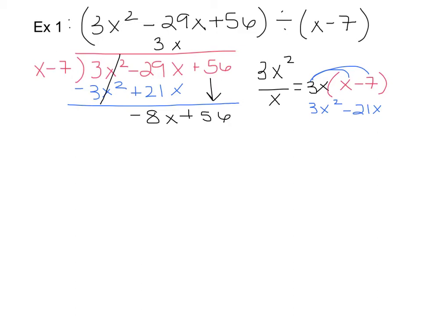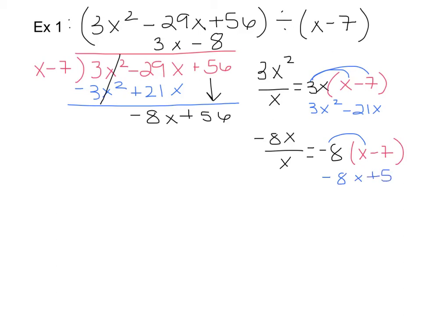Okay, now I repeat the whole process again. So my first term underneath is negative 8x, and I divide it by the first term on the outside, which is always going to stay that x. So negative 8x divided by x leaves me with minus 8, right that behind my minus 3. And then we have to find out what we're going to subtract, so I have to multiply it by x minus 7. So negative 8 times x gives me negative 8x. Negative 8 times negative 7 is going to give me positive 56.